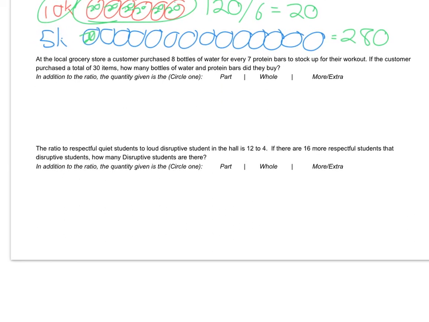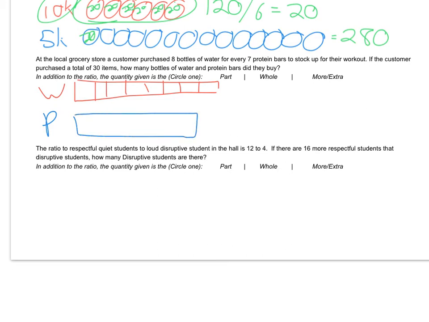So, at a local grocery store, a customer purchased 8 bottles of water for every 7 protein bars. So we have water bottles, we have protein bars, and we have 8 water bottles for 7 protein bars. Okay. And if the customer purchased a total of 30 items, how many bottles of water and protein bars did they buy?